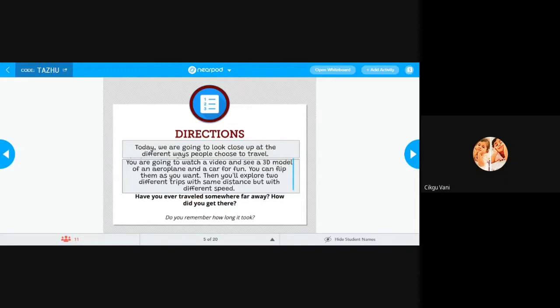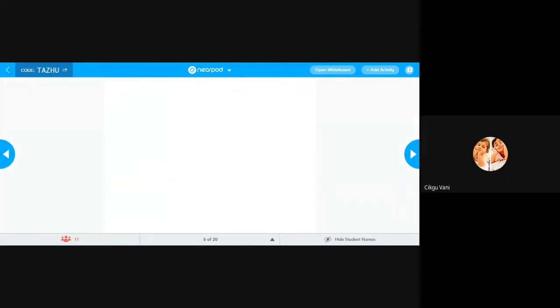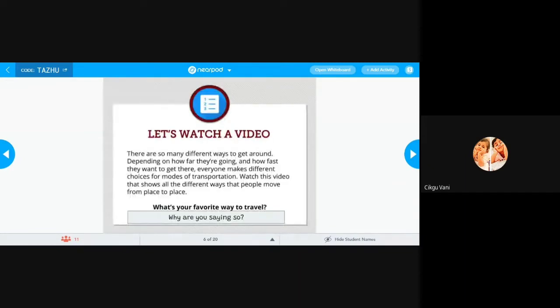Okay, alright. So now we are going to watch the video. There are so many different ways to get around. Macam tadi ada orang naik bus, ada orang naik basikal, ada orang naik kereta, so many modes of travelling, depending on how far they are going. Let's say one day you got a chance to go to London ke United States of America macam cikgu beritahu tadi. How would you go? Takkan nak naik bus dari sini kan? Boleh tak? Tak boleh. So, ada different modes of transportation.